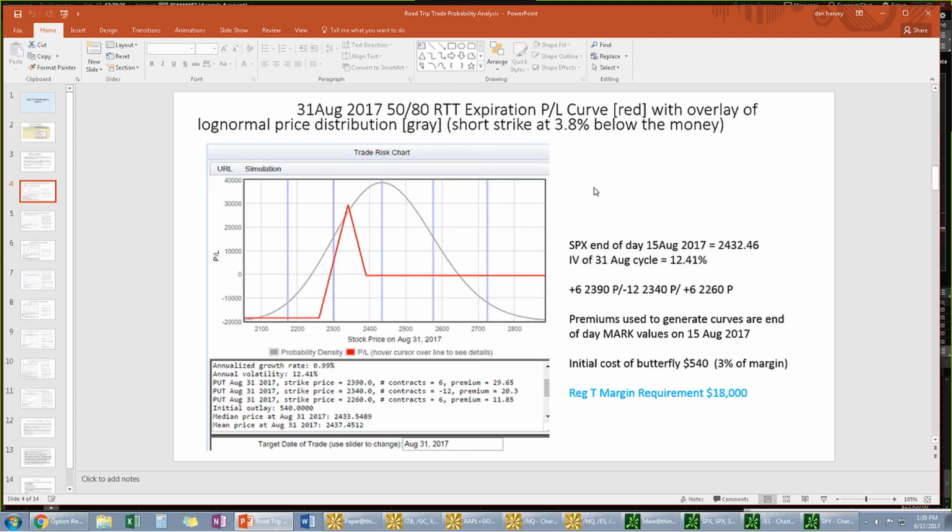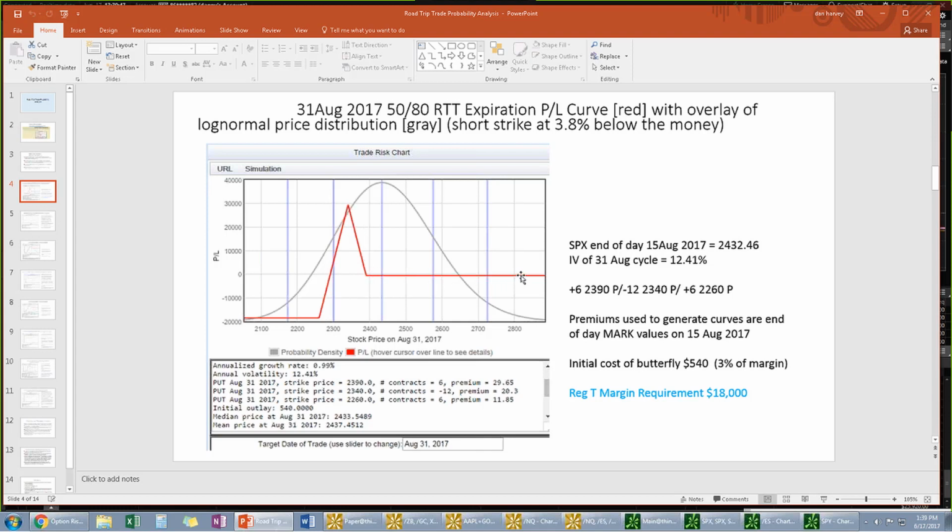Not the one for the trade, because I put this together at the close of trading yesterday. No, Thursday, the close of trading Thursday. So let's look at a 50-80. And this is the payoff curve in red.